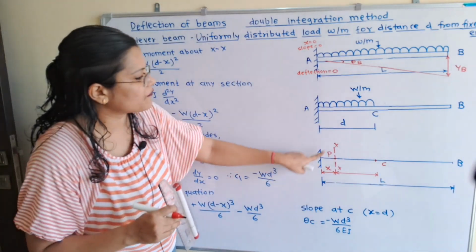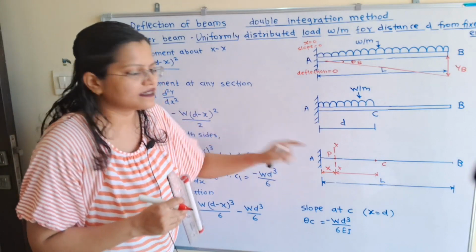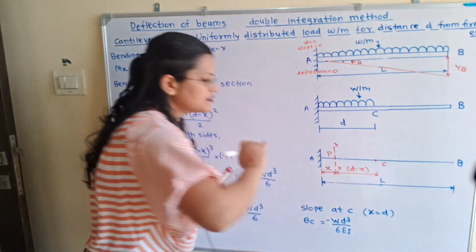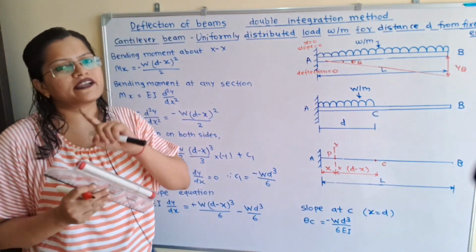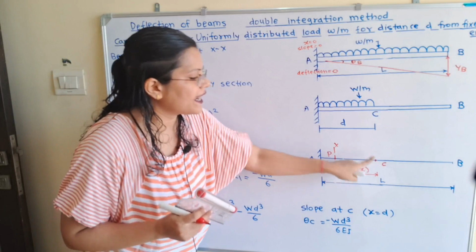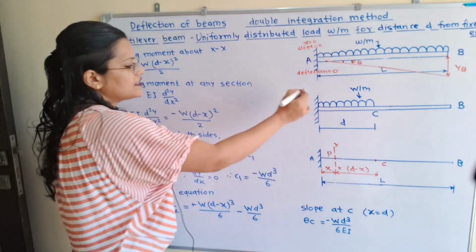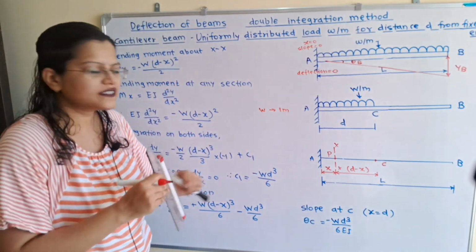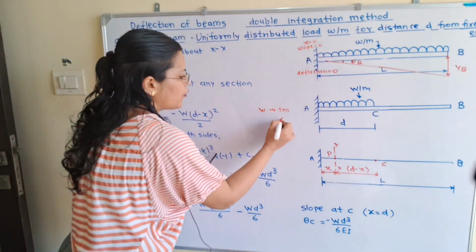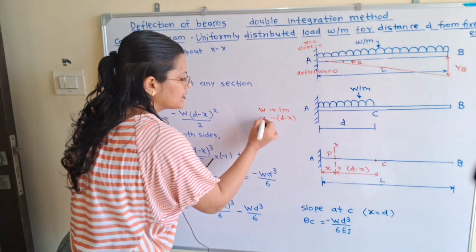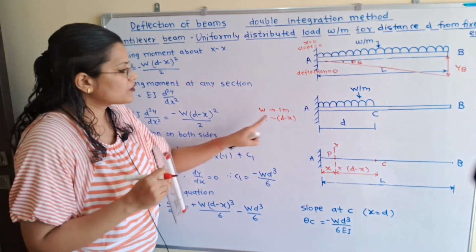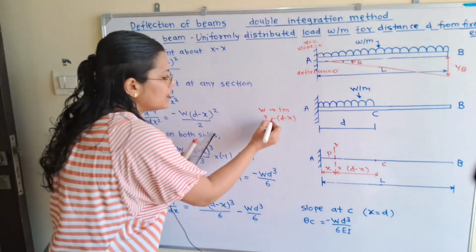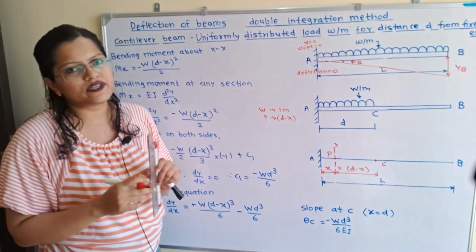So from the diagram we can say that it is d minus x, and I will show here. This distance is d minus x. Now how to calculate the total load in between P and C? So we know that this load is W for 1 meter, and this distance is d minus x. For a distance d minus x, here is the question mark. So to calculate total load, we will cross multiply. So it is equal to d minus x into W divided by 1.